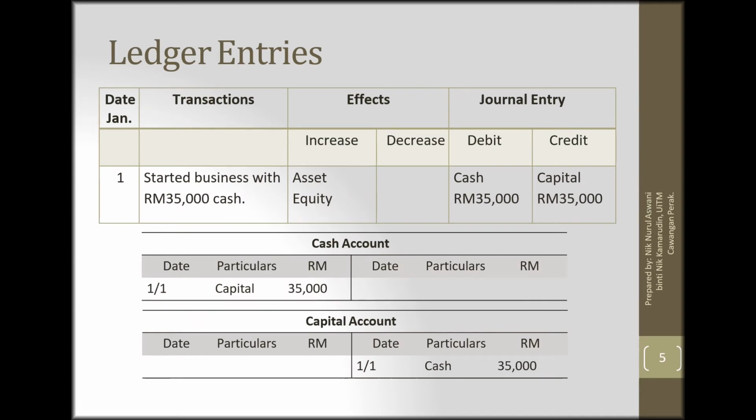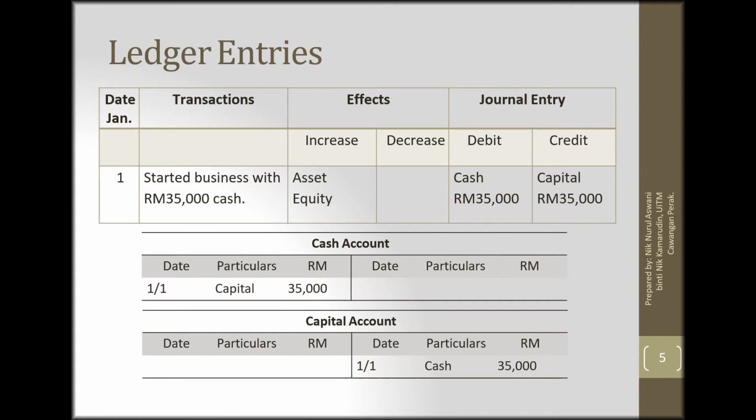All right, so we have here what we have discussed before, except that I put it here very nicely. Okay, so the transaction on 1st January: started business with 35,000 cash. So who started the business? The owner. All right, so remember, we are recording on behalf of the business. So what happened to the business? So now the business received cash from the owner of 35,000 ringgit, all right, and cash is to be recorded as asset. So what happened to the asset of this business?